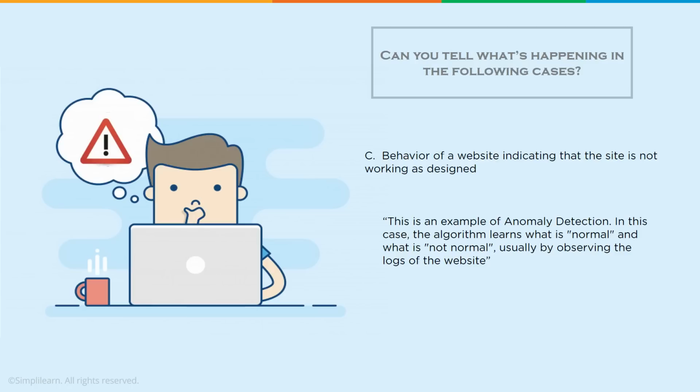C. Behavior of a website indicating that the site is not working as designed. This is an example of anomaly detection. In this case, the algorithm learns what is normal and what is not normal, usually by observing the logs of the website. Give yourself a thumbs up if you got that one.